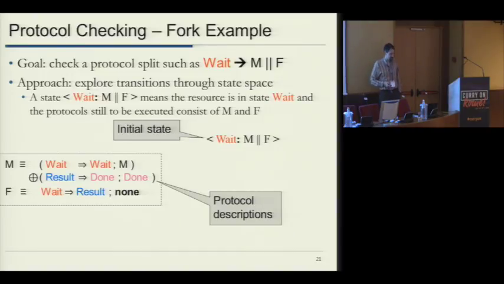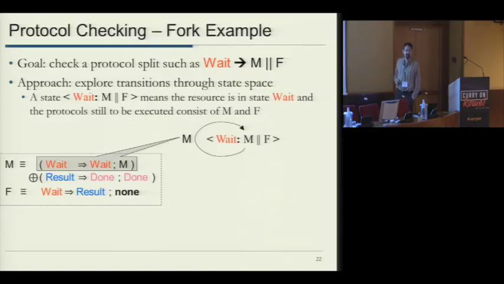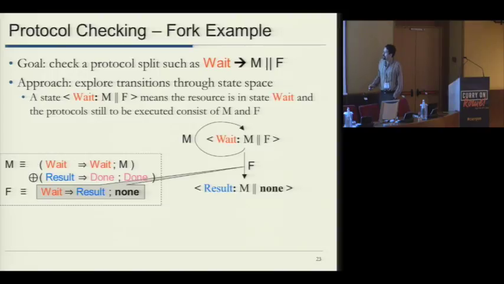Here's our protocol that I showed you before, and we'll look at the transitions one at a time. So the main thread could take a step, but wait just transitions to wait and goes back to protocol M. So this is just a self loop. We could also take the transition of F, so here the wait turns into result, and our F protocol moves into the none state. That's what's left after this transition. And so F goes to none down here, and the state of the object goes from wait to result.